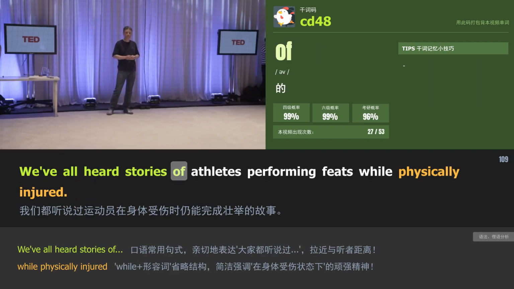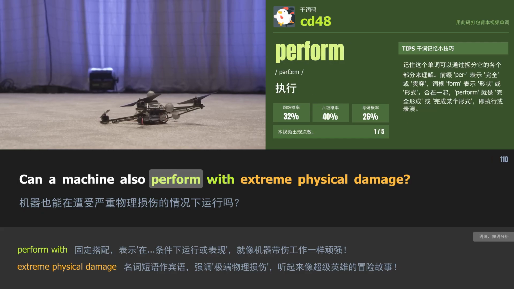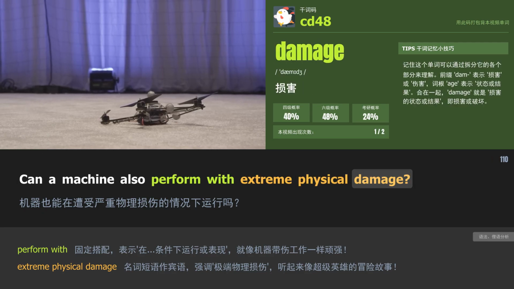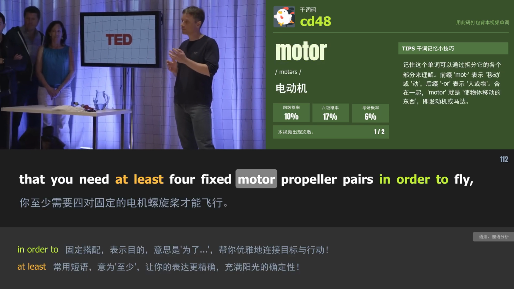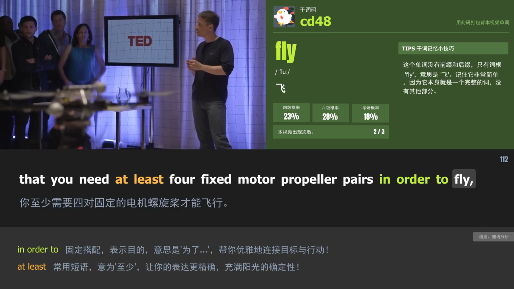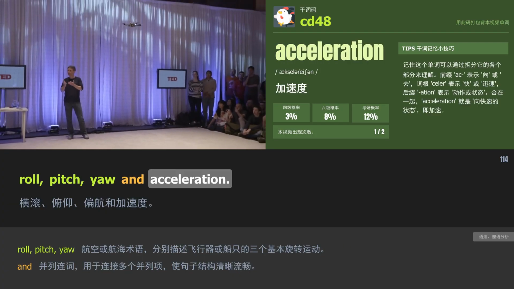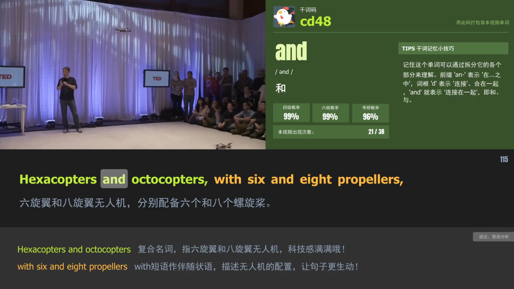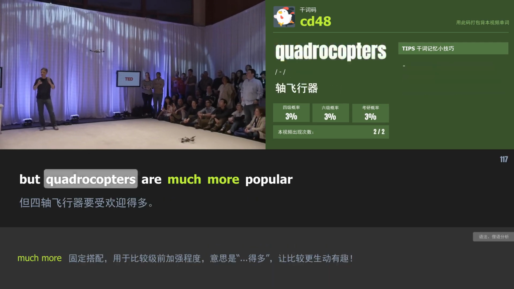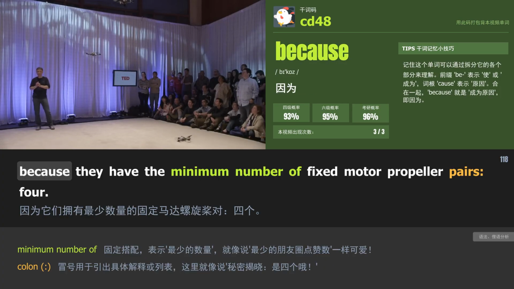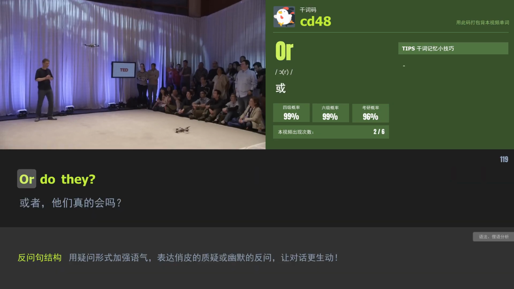We've all heard stories of athletes performing feats while physically injured. Can a machine also perform with extreme physical damage? Conventional wisdom says that you need at least 4 fixed motor propeller pairs in order to fly, because there are 4 degrees of freedom to control: roll, pitch, yaw, and acceleration. Hexacopters and octocopters with 6 and 8 propellers can provide redundancy, but quadcopters are much more popular because they have the minimum number of fixed motor propeller pairs, 4. Or do they?